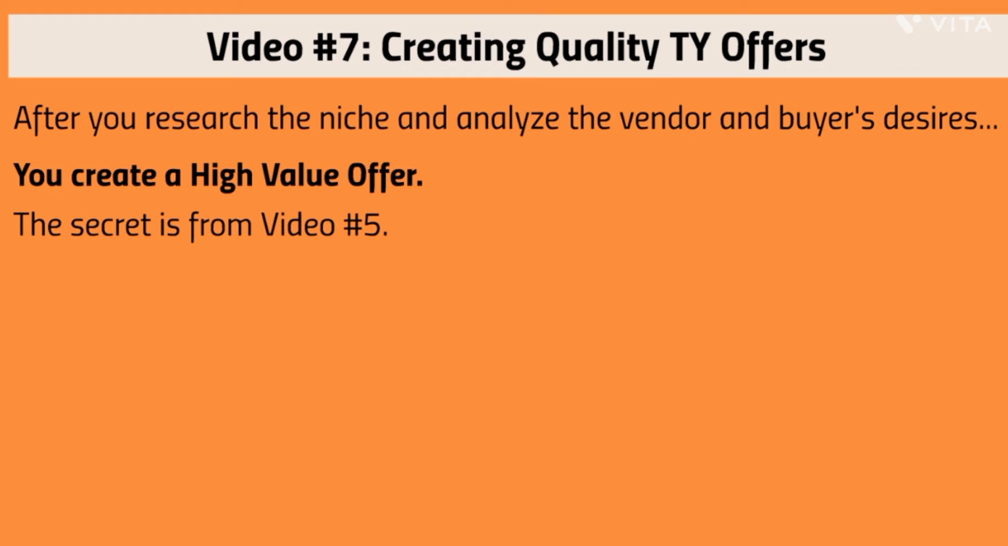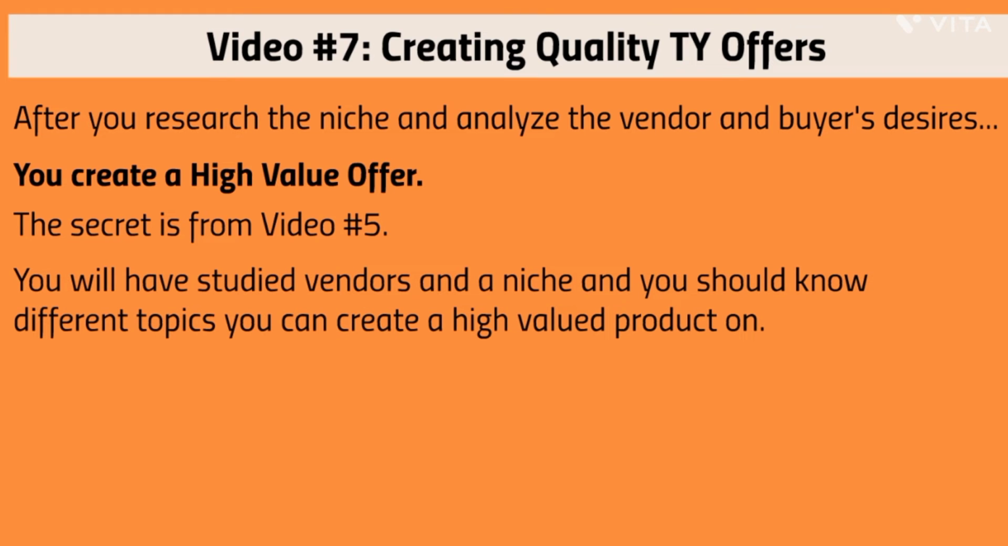The secret is from video number 5, where we talked briefly about finding vendors to piggyback on. In doing so, we were able to study the vendors in a niche, and you should know different topics that you can create a high value product on. Remember, it's not about creating something that the vendor has already created. It's about creating something of high value that is not in direct competition, but is related in some fashion, so that the vendor will actually say yes.